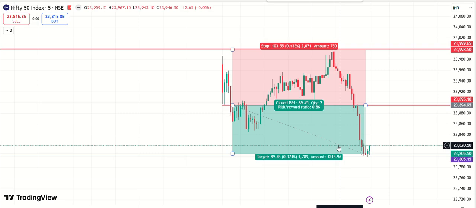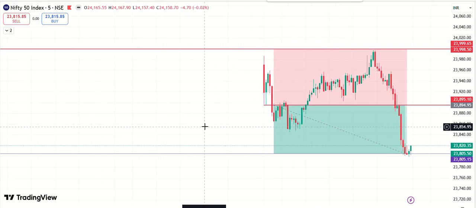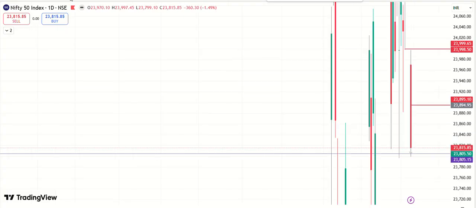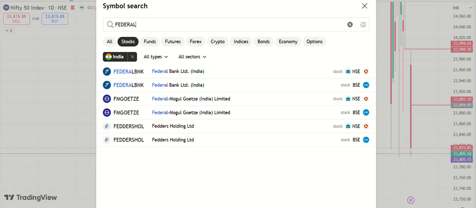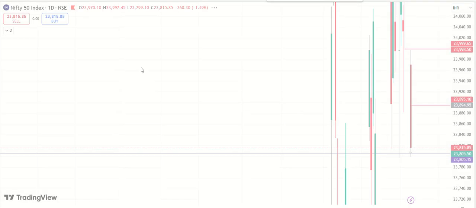So it was a good trade, and our analysis is going perfectly nowadays, despite some quick moves because of the war. So we can directly go to the stocks. First stock is Federal Bank.